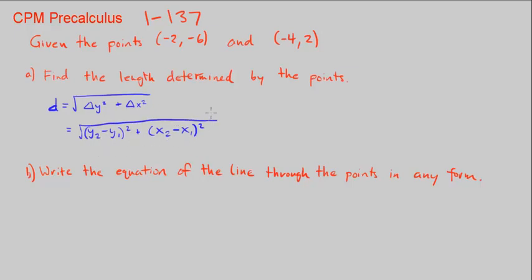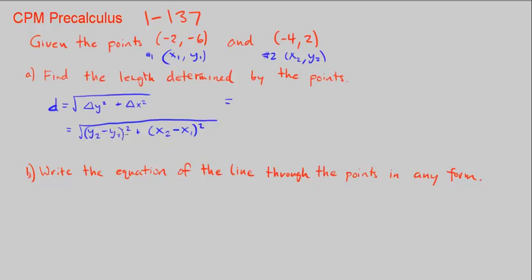So this becomes looking at, well, which one's point 1 and which one's point 2? Well, it doesn't really matter. If this is point 1, then this is going to be our x value and our y value from point 1, so x1, y1. And if this is point 2, then this is going to be our x value and our y value from point 2. Okay, so let's plug these in.